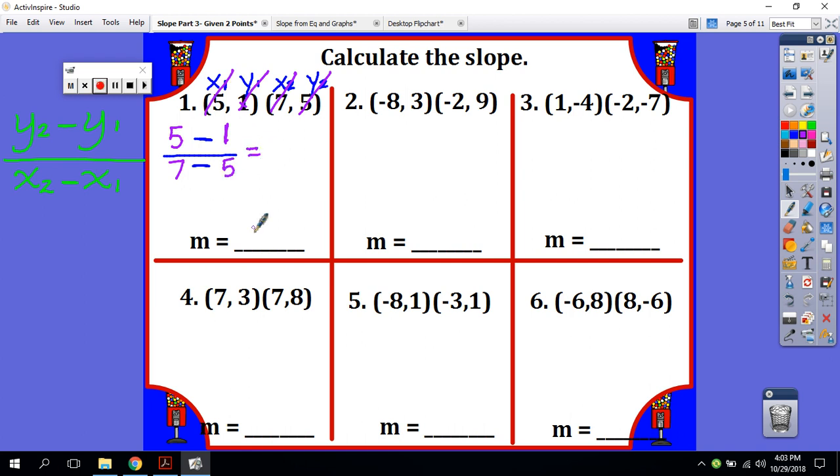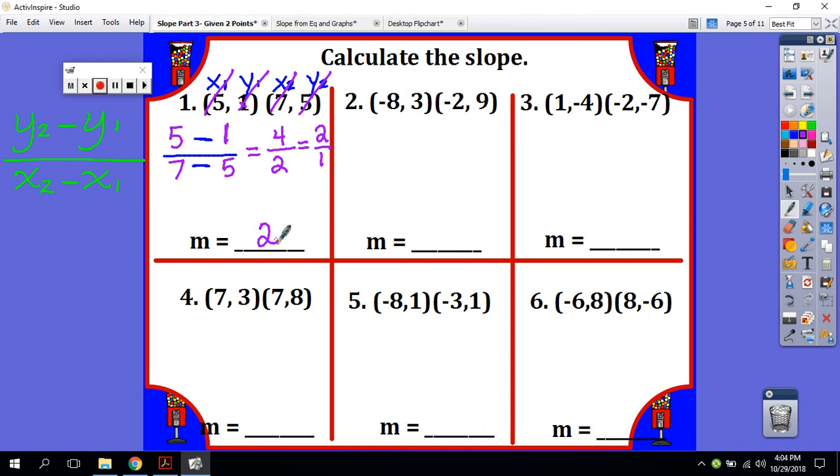Now I'm ready to simplify. It is subtraction. Use your calculator. This one's an easy one. What's 5 minus 1? 4. Good. And 7 minus 5? 2. Let's simplify further. Can we divide 4 by 2? What do we get? 2. Or you could say 2 goes into 4 twice, and 2 goes into 2 once, and now 2 divided by 1 is 2. Either way, we get the whole number 2. So the slope of a line that passes through the points (5, 1) and (7, 5) is 2.